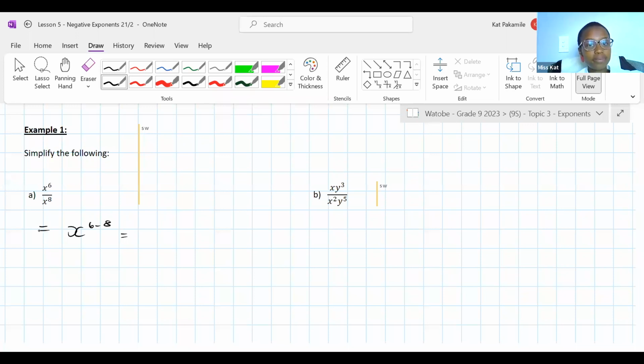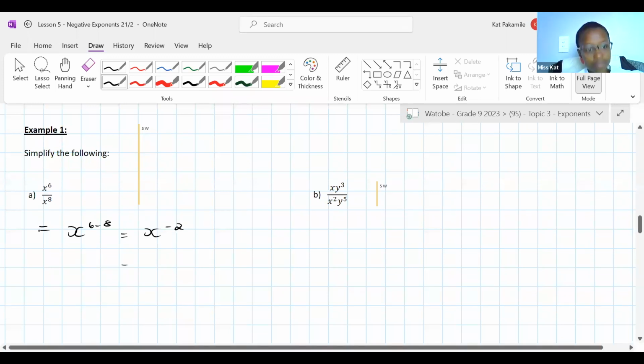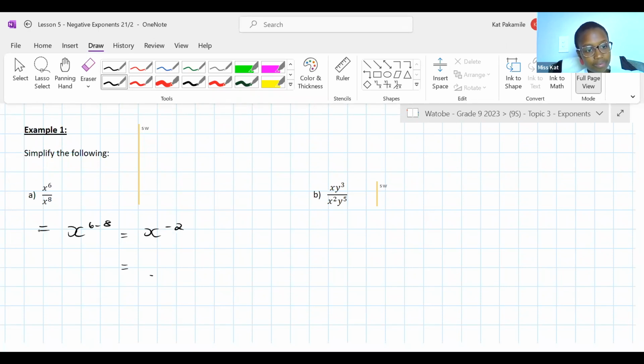Okay. And then, ma'am, the next thing you're going to do is you're going to change the negative exponent to a positive exponent. So you're going to make the x to the power of -2 a positive. So it's going to be the denominator. So you're going to say 1 over x to the power of 2. Thank you very much. You are a superstar, rockstar. I love it. Thank you.